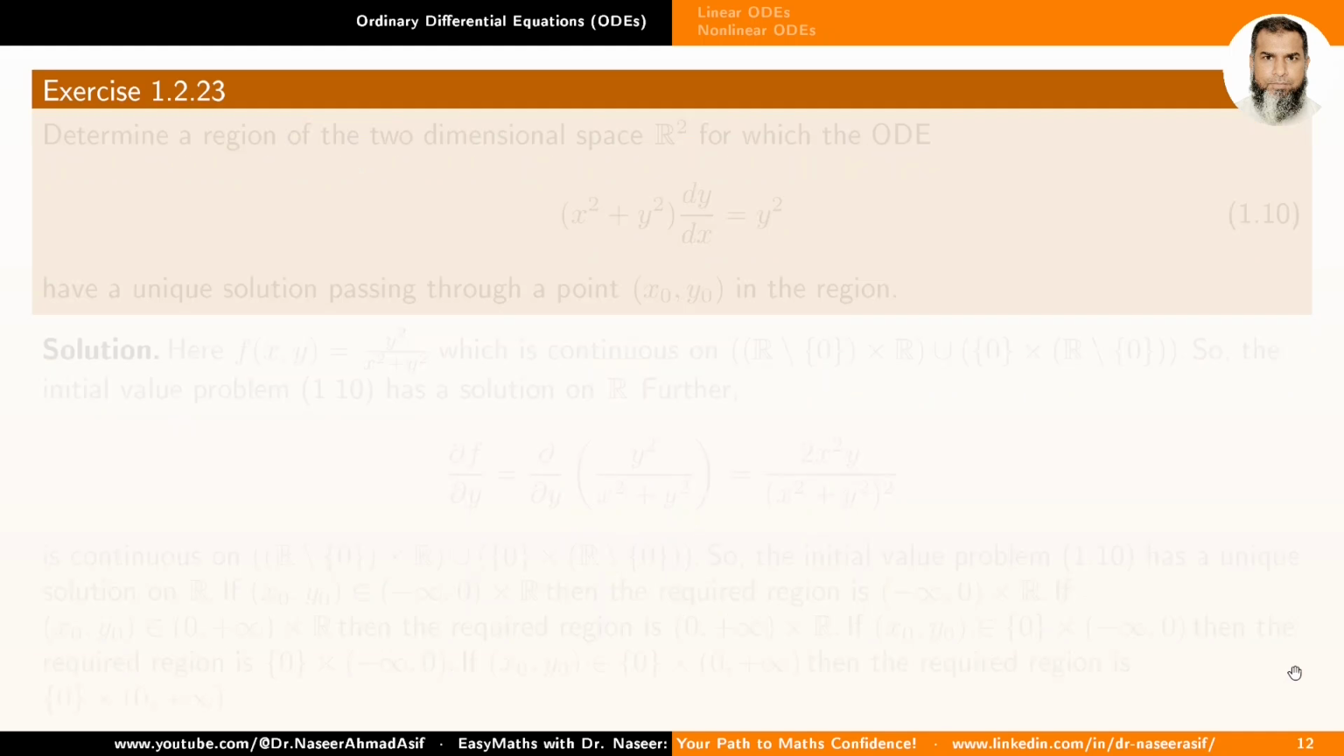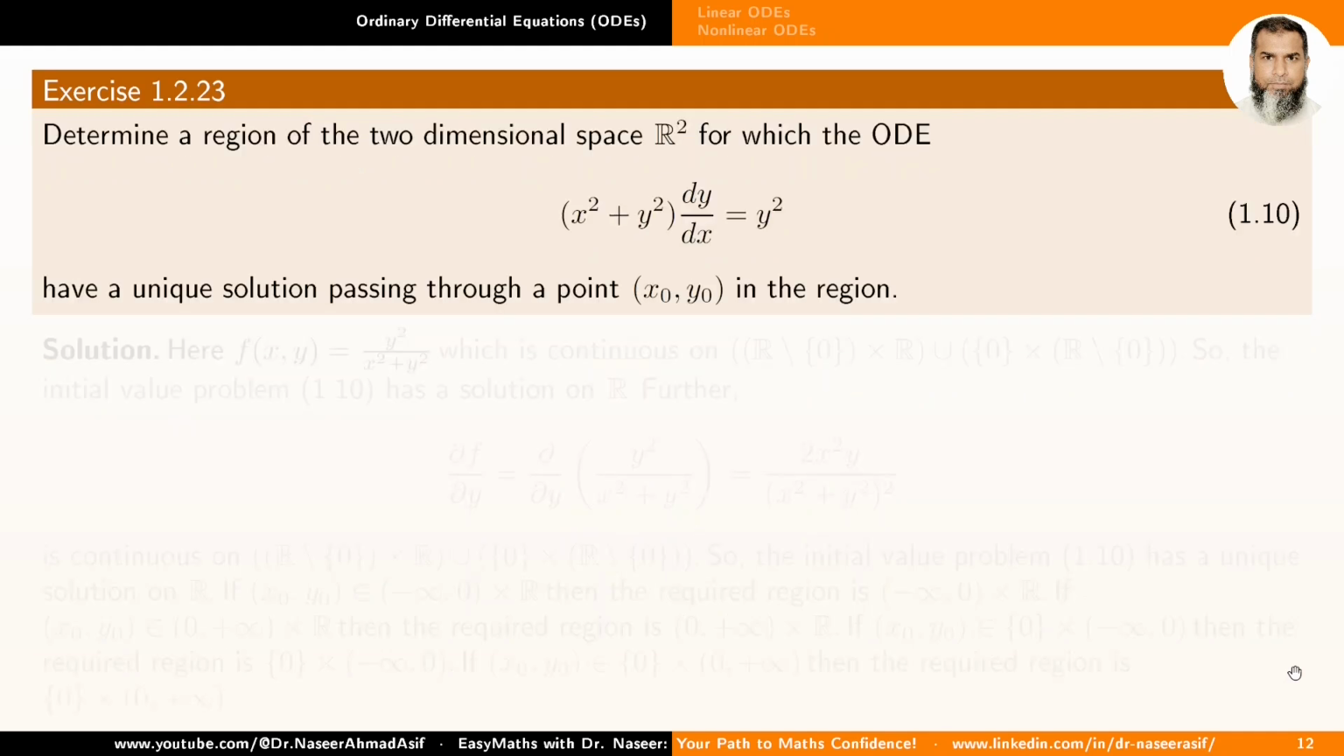We'll see another exercise. Determine the region of two-dimensional space R square for which the ODE (x square plus y square) dy by dx is equal to y square has a unique solution passing through a point (x naught, y naught) in the region. Well, see solution.